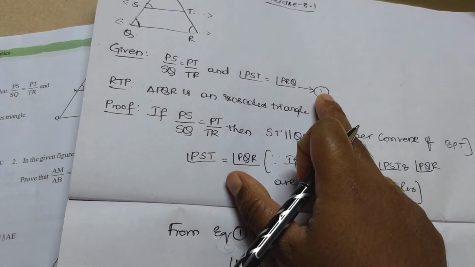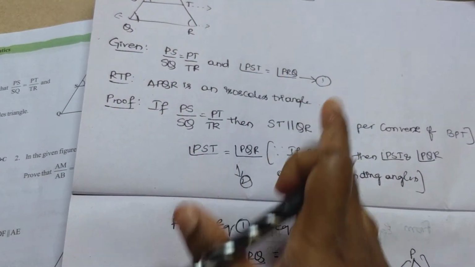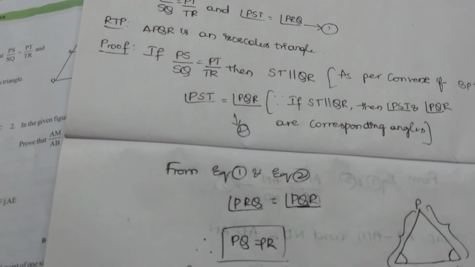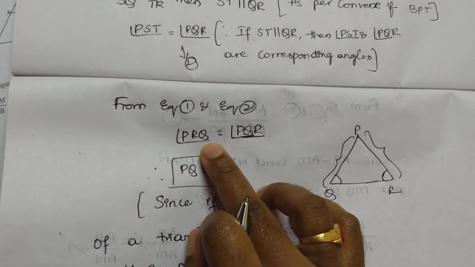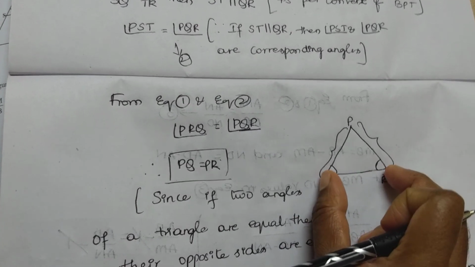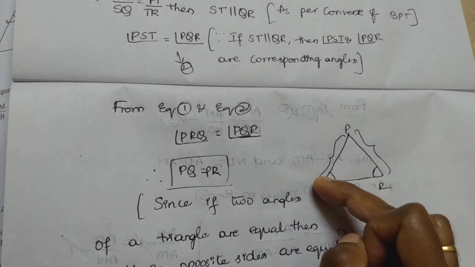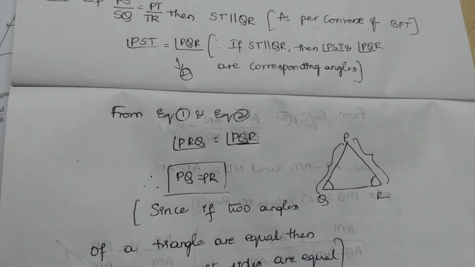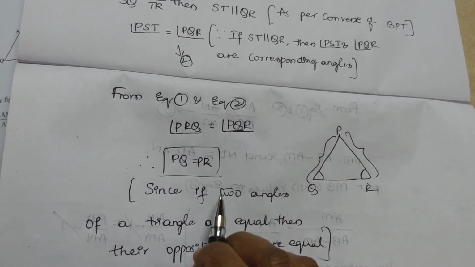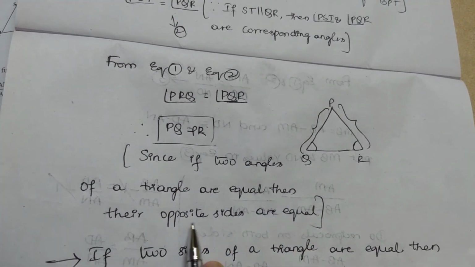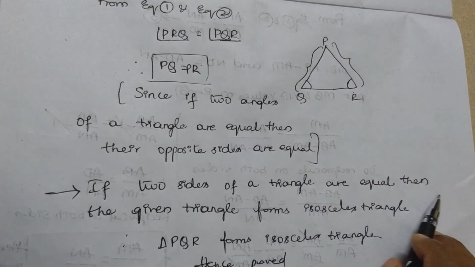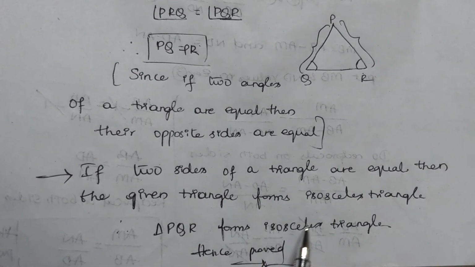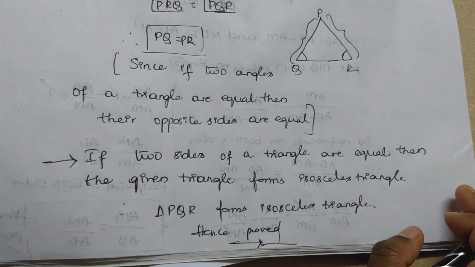When you consider the given equal angles as equation 1 and the angles we equated as equation 2, from equations 1 and 2 we can write angle PRQ equals angle PQR. In case two angles of a triangle are equal, then their opposite sides are equal. For Q, the opposite side will be PR, and for R, the opposite side will be PQ. Therefore, PQ equals PR. If two sides of a triangle are equal, then the given triangle forms an isosceles triangle. Therefore, triangle PQR forms an isosceles triangle. Hence, proved. So this is the solution for question number 1.